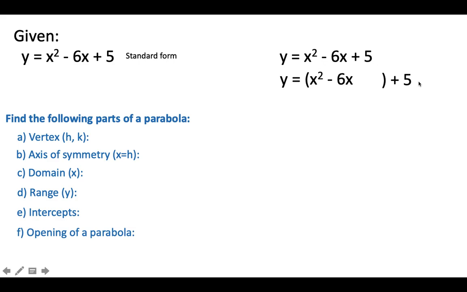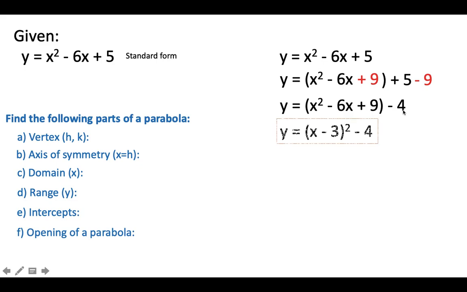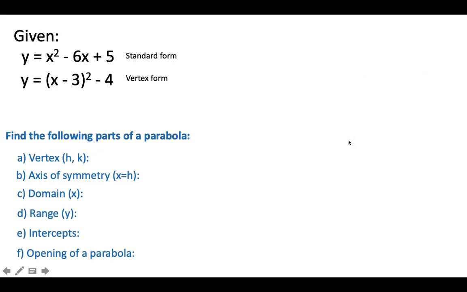So we're going to isolate 5 and we are going to find the third term to make this a perfect square trinomial. In that case, that is positive 9. So we will also subtract 9 to the other side to make it even. 9 minus 9 is 0, so it will still go back to its original value. Okay, so next we'll simplify: 5 minus 9 is negative 4. Then we'll express x squared minus 6x plus 9 in exponential form, and this will be our vertex form.